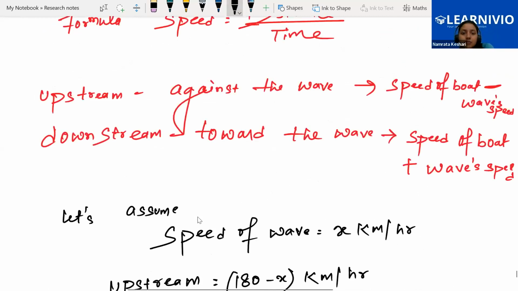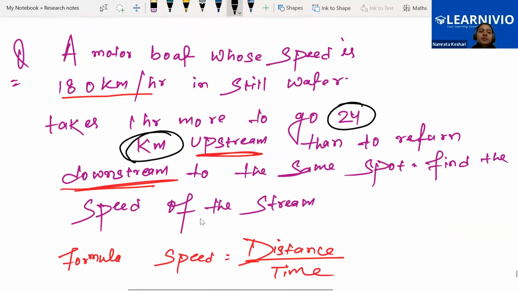Let's see what time is given. 1 hour more to go upstream than to return downstream. So there is a difference of 1 hour in between. Suppose I'm going to school and taking 5 hours, then coming from school I'm taking 6 hours. So there is a gap, a 1 hour difference. That is mentioned. Getting it, Harshit?